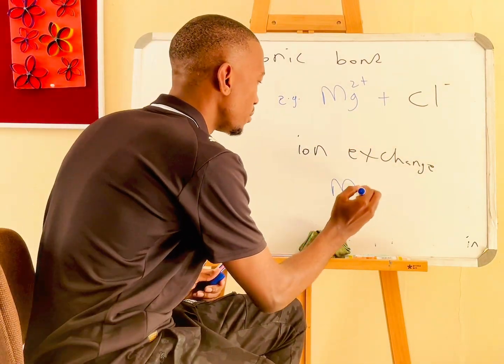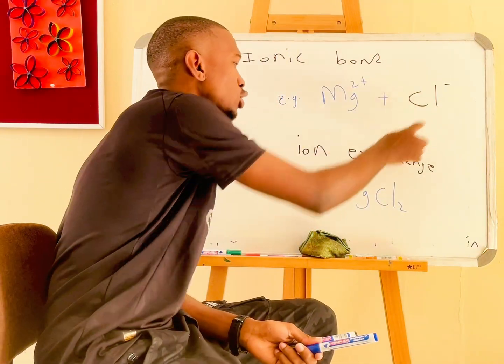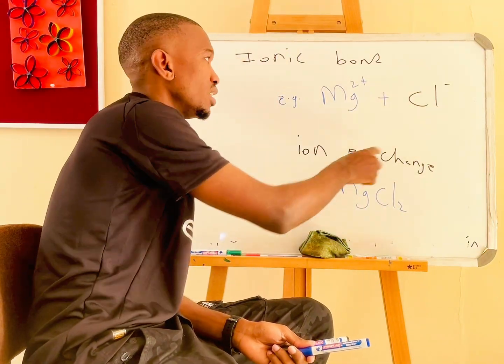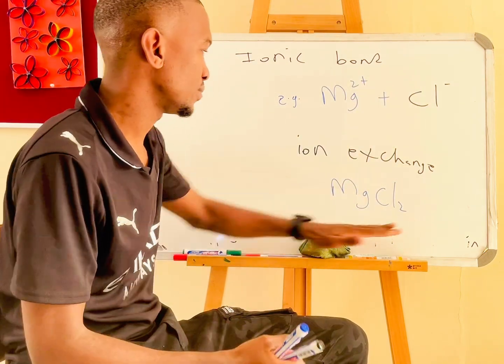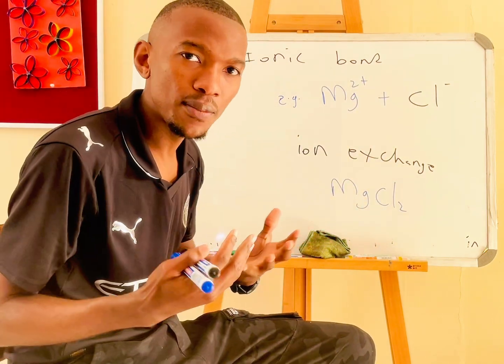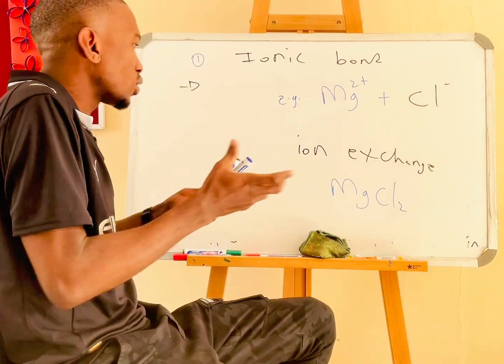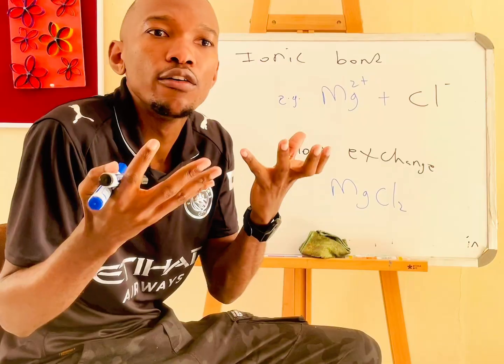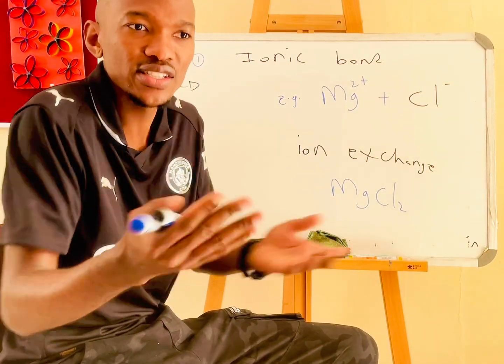You'll have what you call MgCl2. The 2 comes from the magnesium, and then there's just 1 which comes there, which doesn't really matter. So this is what you call magnesium chloride. They will give you the chemical name, magnesium chloride. What is the chemical formula? This is the chemical formula, for magnesium chloride. Or they say, give us the chemical name.